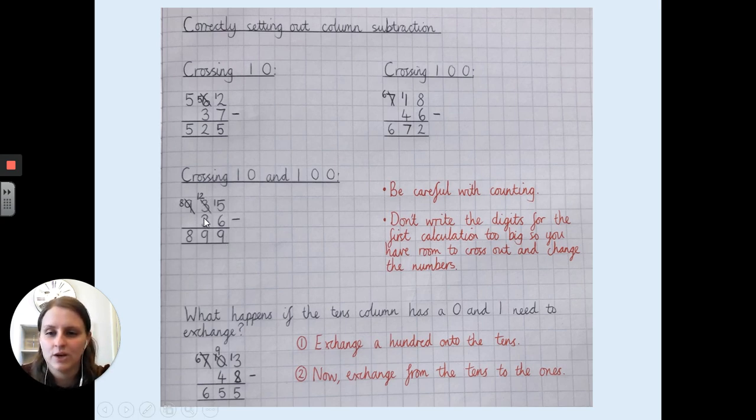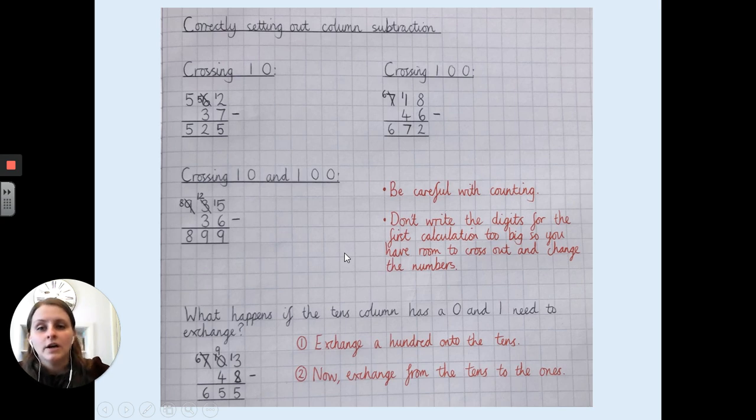So we've got 2 take away 3. Now we know we can't do that because, again, 2 is less than 3. So in order to do this one, we have to cross out our 100. So change 900s to 1 less, where it becomes 800. And then we move that 100 onto our tens column. So now, instead of having the 2 in this column, we'd have 12 because we've put that 100 on as well. So I've got the 1 and the 2, so I've got 12. 12 take away 3 would give me 9 again. And 8 take away nothing gives me 8.